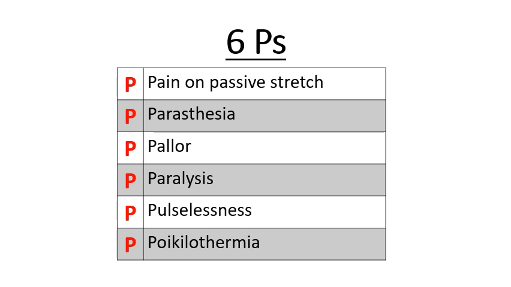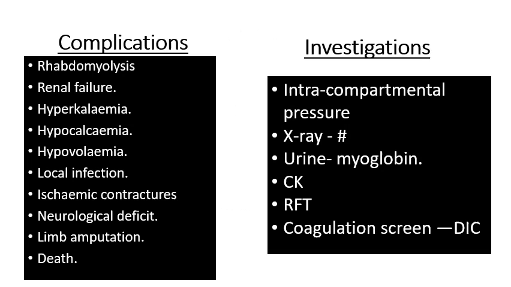Like in acute limb ischemia, this also has the 6 P's: pain on passive stretch, paresthesia, pallor, paralysis, pulselessness, poikilothermia. Complications are rhabdomyolysis, renal failure, hyperkalemia, hypokalemia, hypovolemia, local infection, ischemic contractures, neurological deficit, limb amputation, and death.